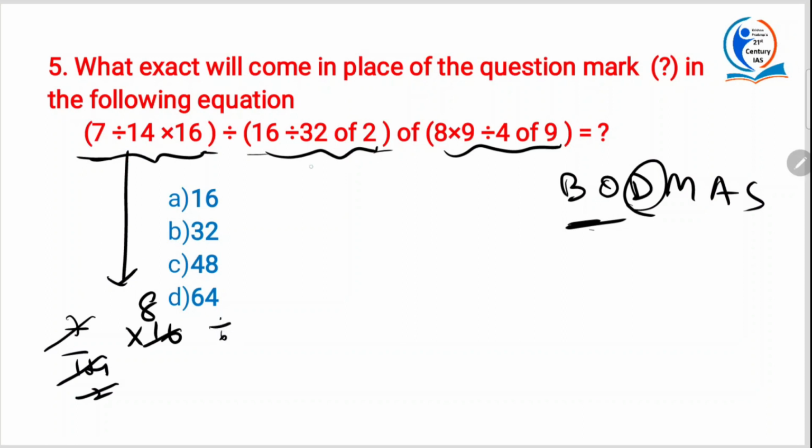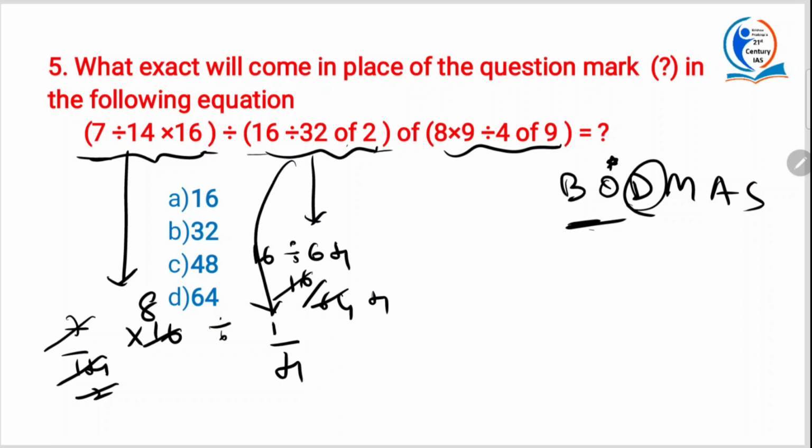Divided by, here "of" is there, division is there. "Of" should be given first preference and later division. Okay, so it is 16 divided by 32 of 2. How much is 32 of 2? It is 64. So 16 divided by 64 is, so it is 1 by 4. So this bracket is 1 by 4.